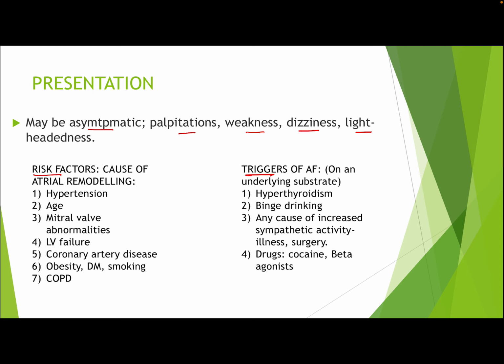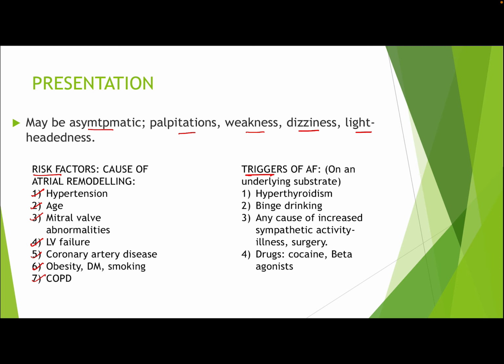So risk factors are what predisposes the individual to atrial fibrillation by creating that favorable substrate. Those include hypertension, advanced age, mitral valve abnormalities that lead to an enlarged left atrium, LV failure, coronary artery disease, obesity, diabetes, smoking, and COPD. So these cause atrial remodeling and create a favorable substrate for atrial fibrillation.